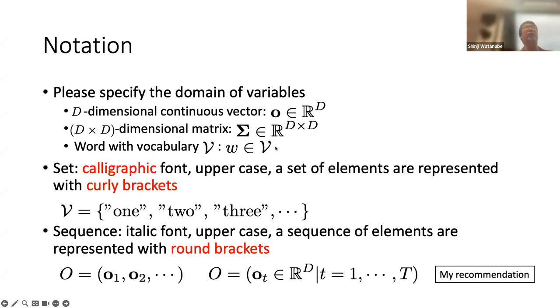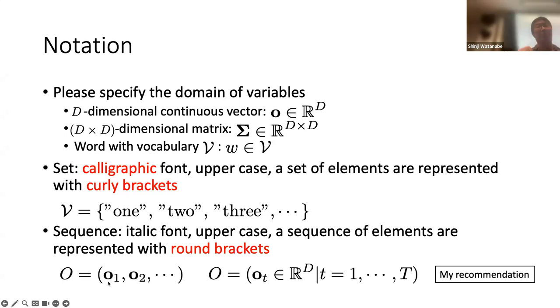Again, speech recognition handles conversion from continuous values to text, so it is very important to set the domain explicitly. For sets such as the vocabulary, I usually use the calligraphic font and curly brackets to specify the set. So it's a set, not a sequence. The difference between a set and a sequence is whether it is order agnostic or not, right? And for sequences, I will try to use round brackets as much as possible.